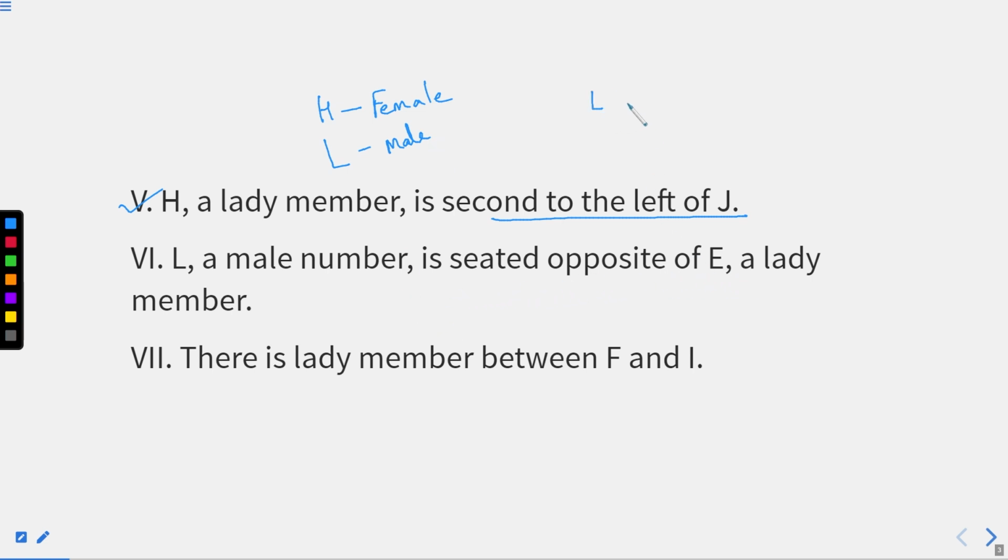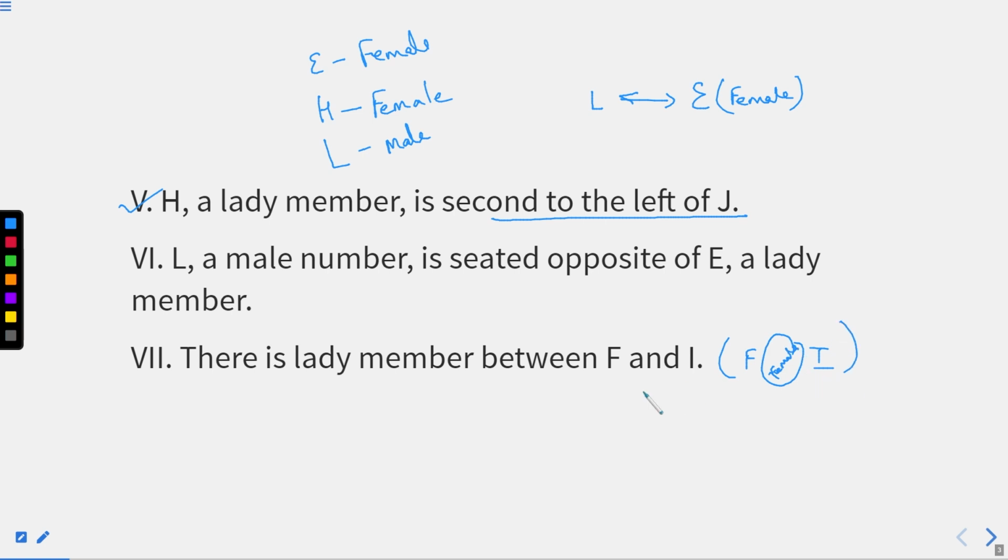So wherever L is, in the opposite of the same we have E, a lady member. So this is going to be a female. Now we are clear with the gender of 3 different people. Out of 3 females, we know E and H are female, right? There is a lady member between F and I. So there is another lady member between F and I. If we consider F and I, in between a female will be there, right?